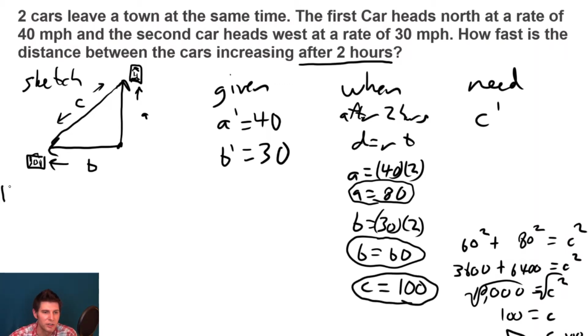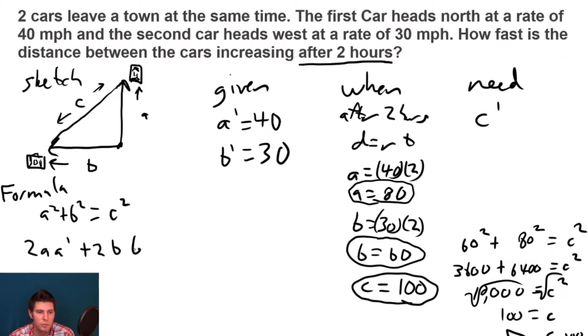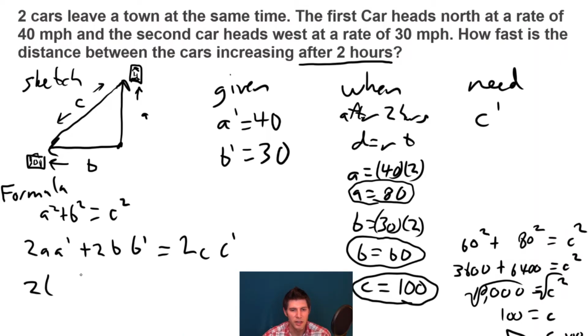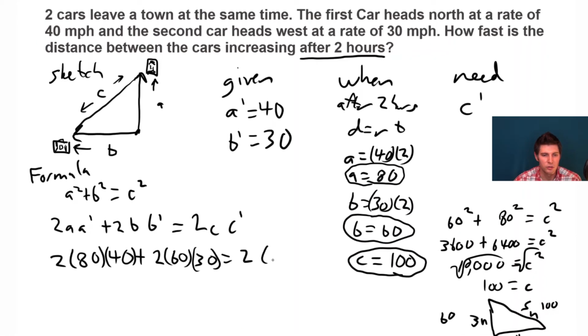So the formula that we're going to use is Pythagorean theorem. That is a squared plus b squared equals c squared. And then we're going to differentiate it. 2a a prime plus 2b b prime equals 2c c prime. Now we plug in values. 2, the a was 80, and a prime was 40, plus 2, b was 60, b prime is 30, equals 2, c was 100, and c prime is what we're solving for.